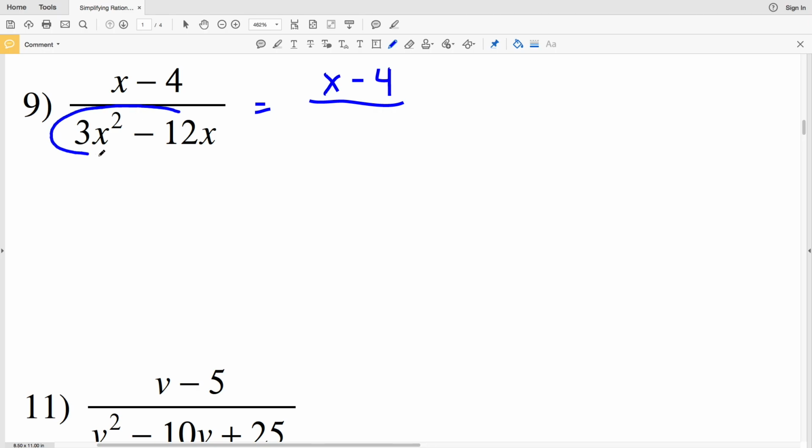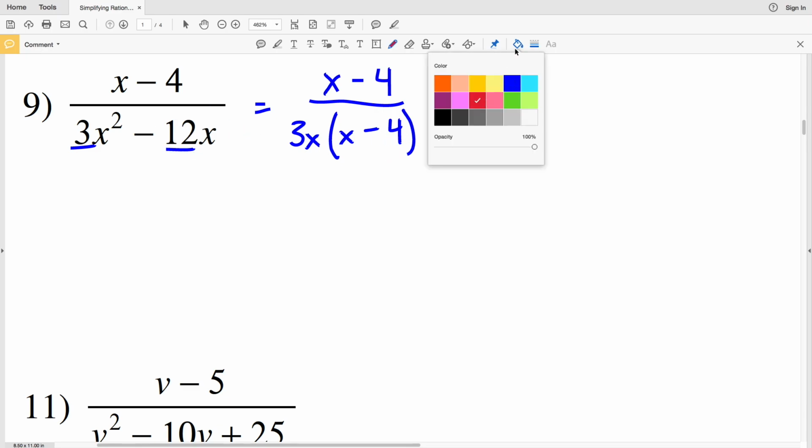However, in the denominator for that binomial 3x squared minus 12x, we can pull out an x from each of the terms, and we can also pull out a 3, because 3 times 1 is 3, and 3 times 4 is 12. So we'll pull out not only an x and not only a 3, but a 3x. So 3x times x equals 3x squared, and we'll be subtracting 3x times 4, because 3x times 4 is 12x.